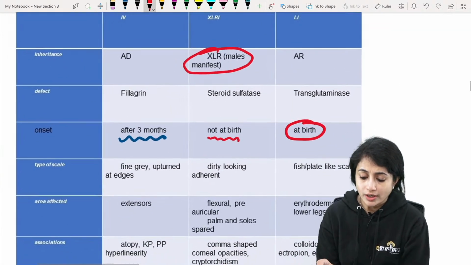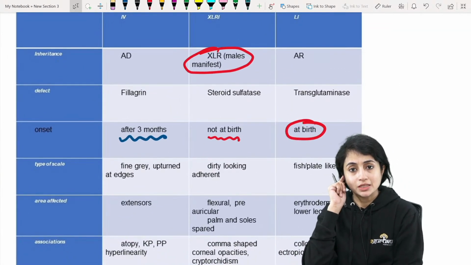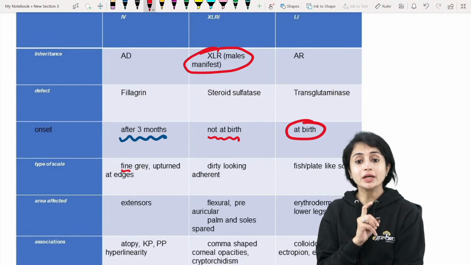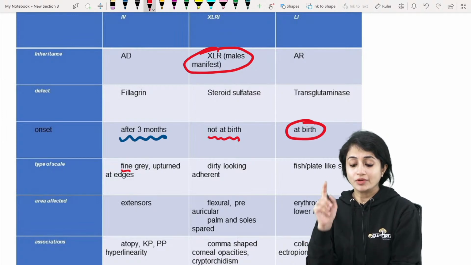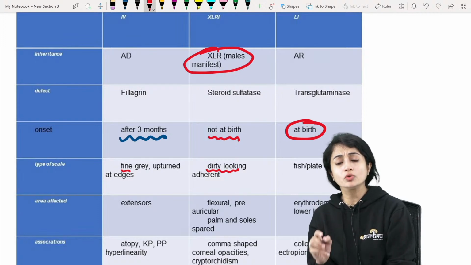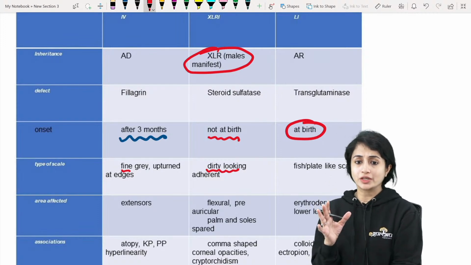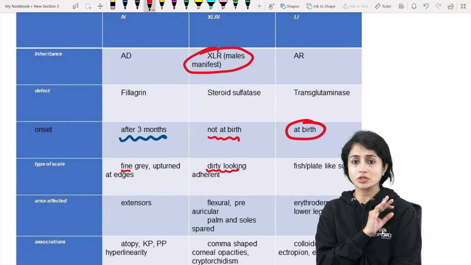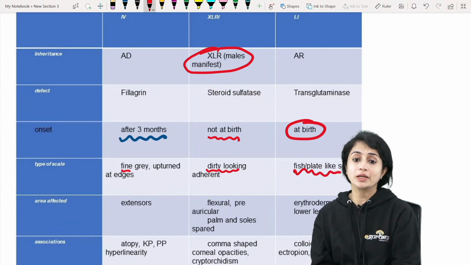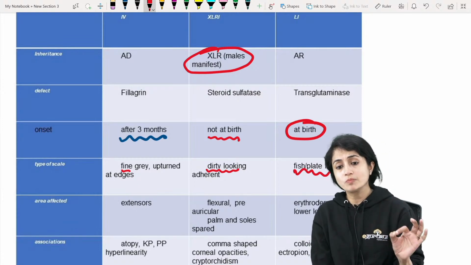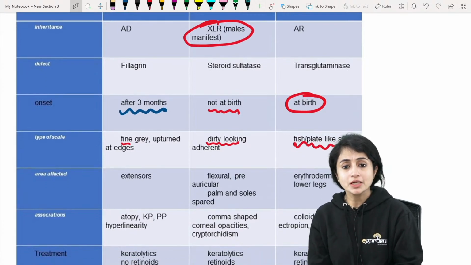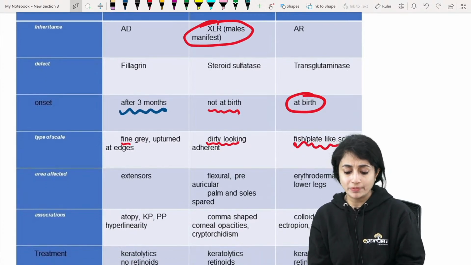Now, if we look at the type of scales, ichthyosis vulgaris will have fine, grey-looking scales, whereas XLRI would have dirty-looking scales. So if they talk about dirty-looking adherent scales, always think of XLRI. Fine grey scales, ichthyosis vulgaris. Lamellar ichthyosis, on the other hand, has fish or plate-like scales. So this description of scales is very important to help differentiate between these three: fine scales, dirty-looking scales, or plate-like scales.